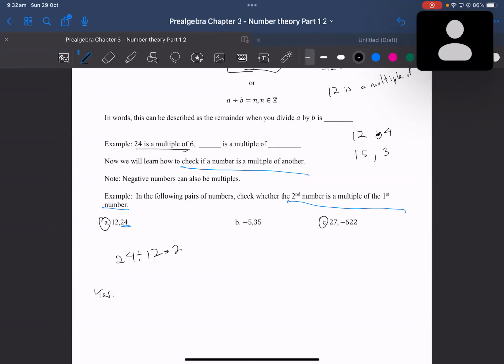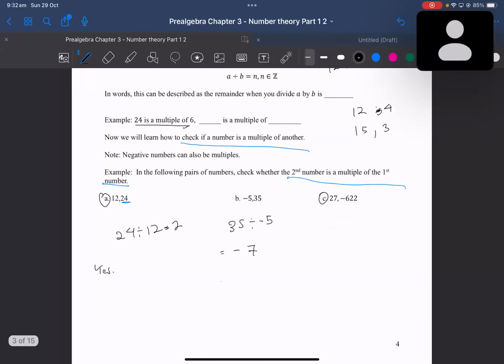What about B? Negative 5 and 35. Negative numbers are allowed, right? You probably haven't seen negative numbers in school because they only work with the positive parts, but by definition, negatives are allowed. So 35 divided by negative 5 would just be the negative of 35 divided by 5, which is 7. Negative 7, no remainder. Negative 5, negative 10, and so on, 35 is there. So yes, this is also a multiple.